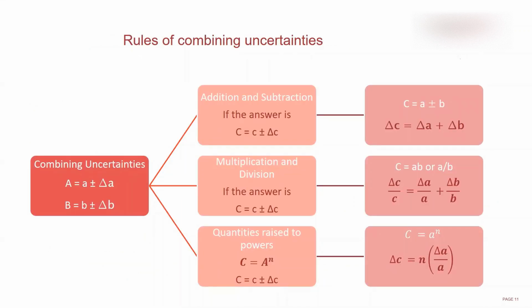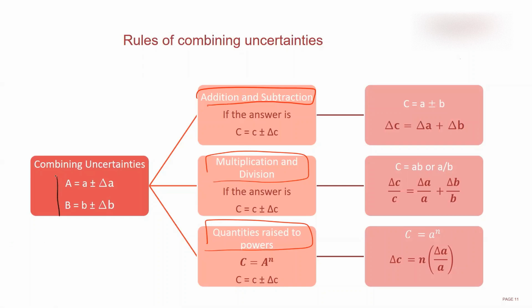Let's see how to combine uncertainties together. When we have to combine uncertainties, we divide the calculations into three groups: addition and subtraction, multiplication and division, and quantities raised to a power. Let's start with addition and subtraction.